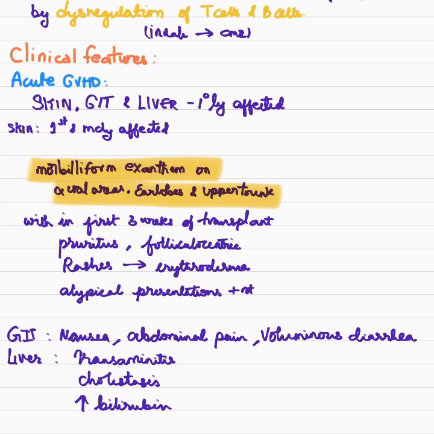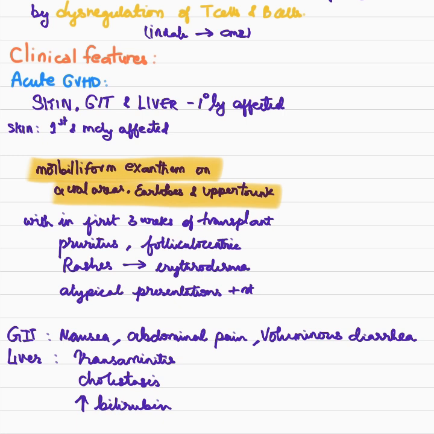Coming to clinical features, in acute GvHD, 3 main organ systems are primarily affected. The first is the skin, the second is the GIT, and the third is the hepatobiliary system. Skin is the first and most commonly affected organ, and it presents as morbilliform exanthem on the acral areas, earlobes and upper trunk. Within the first 3 weeks of transplant, there is pruritus, followed by follicular centric rashes, which may progress to involve the whole body, causing erythroderma.